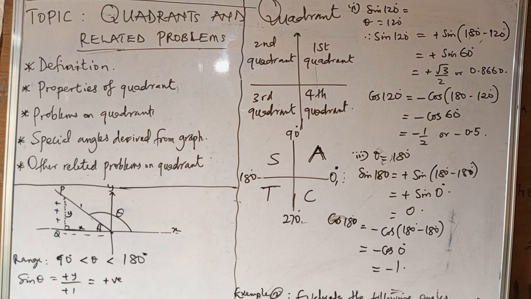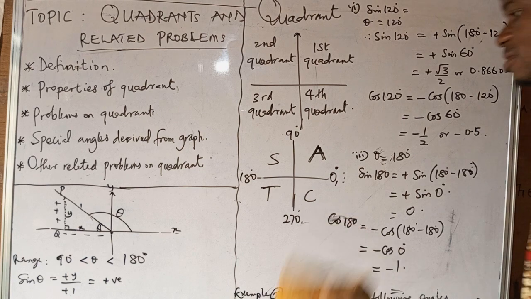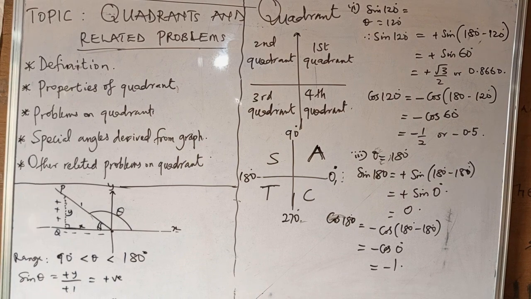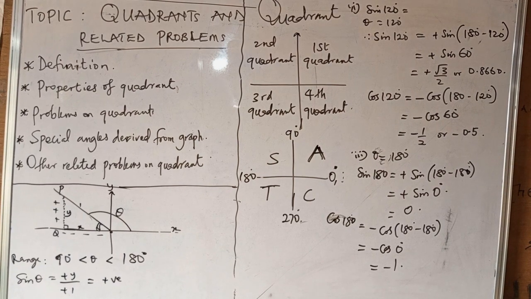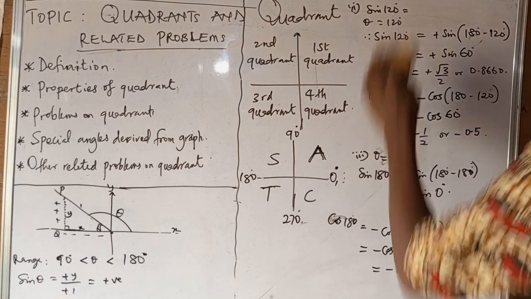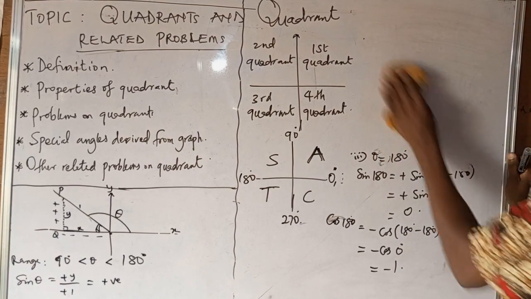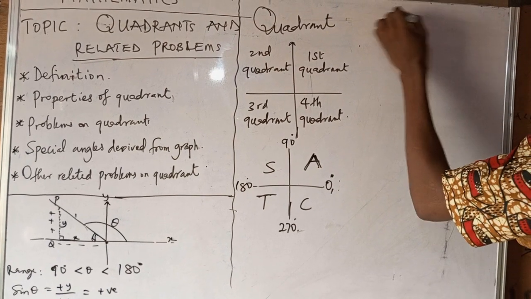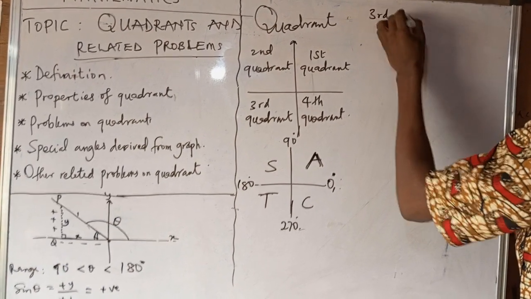So these examples are based on the first and the second quadrant. Let's now move to the third quadrant. So for our third quadrant, we have the range as so, as in the third quadrant.